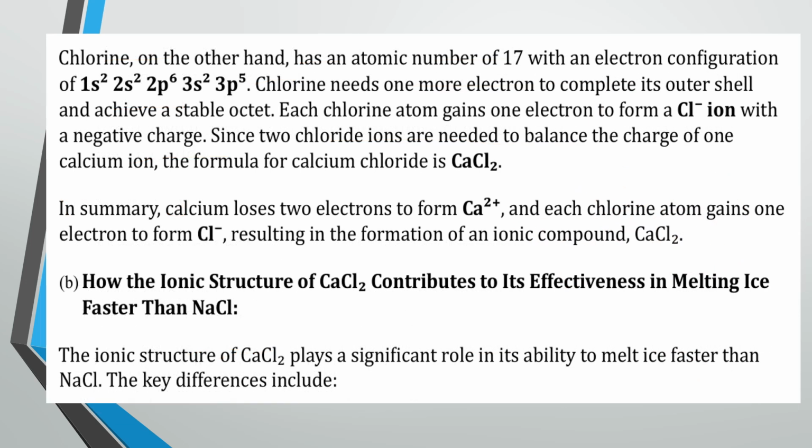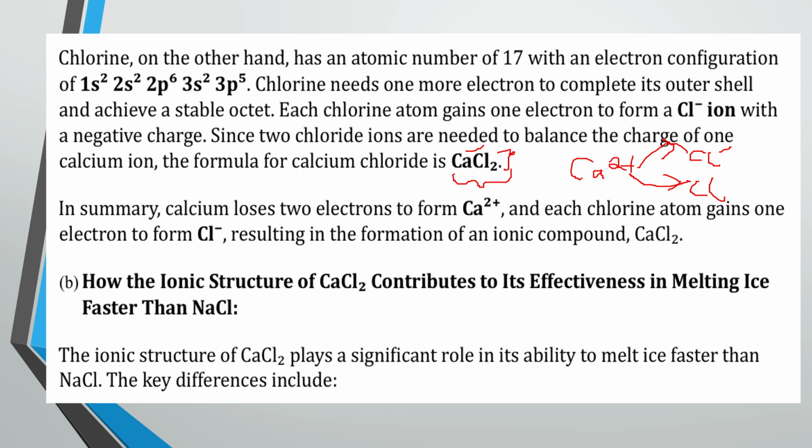But like I said, calcium is going to lose two electrons, but each chlorine atom gains 1 electron. So that means that calcium has to give 1 electron to 1 chlorine atom and the other electron to another chlorine atom. That's why in the compound of calcium chloride, you are seeing that calcium is attached to chlorine atoms, simply because calcium donates its valence electrons to 2 chlorine atoms.